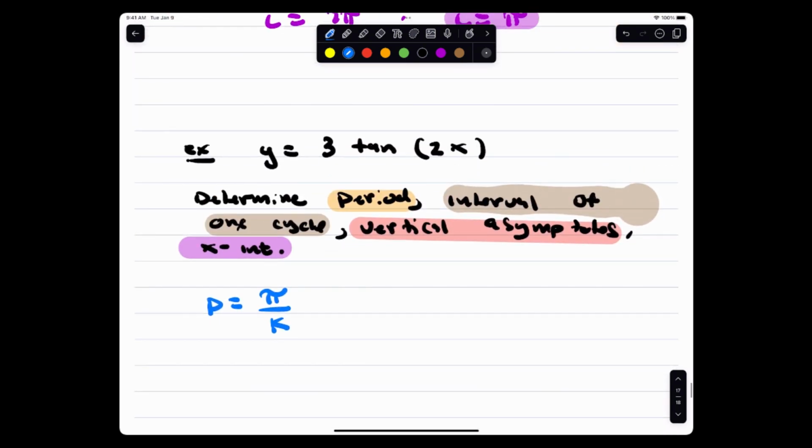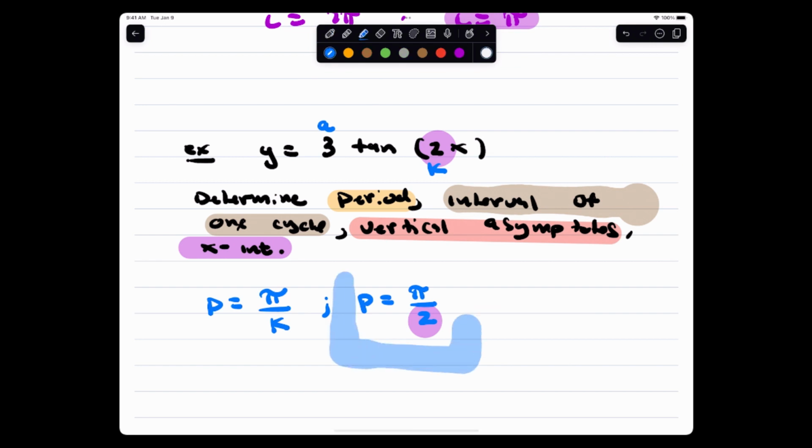Okay, so let's go back. Isn't this the A value and this the K value? You guys okay with that? And again, what is your K value? 2. So that period is going to be pi over that K value of 2. Okay, now does this simplify here? Do you guys know? It's your period.